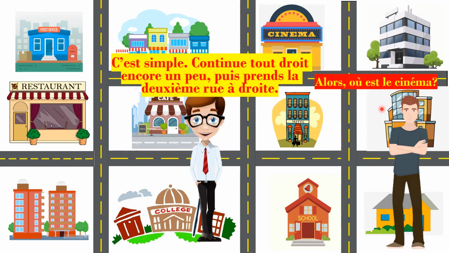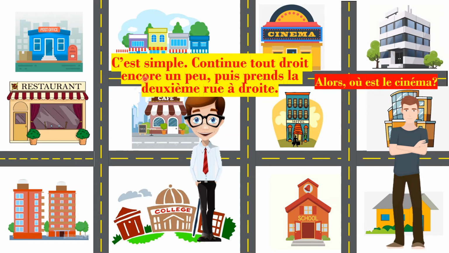So, alors, où est le cinéma? Where is the cinema? You've learned this question, où est, in the third lesson. Where is? Okay, so où est le cinéma? Where is the cinema? So from here, he's trying to get to the cinema. It's not very difficult. C'est simple, it's simple.